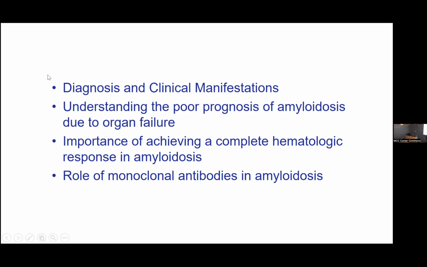And then we're going to go over, and this is really being shown more, especially in some of the recent data, the importance of achieving a complete hematologic response, which is measured by the difference in free light chains, normalizing that. In some patients, you'll see an elevation in one of the light chains, but not much of a difference. And it's actually trying to get that absolute value of the light chain as low as possible.